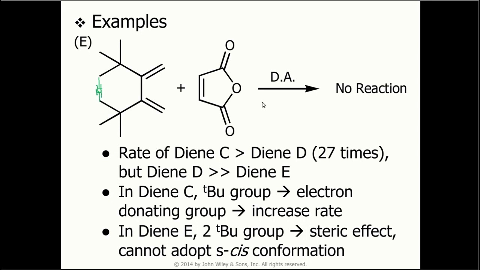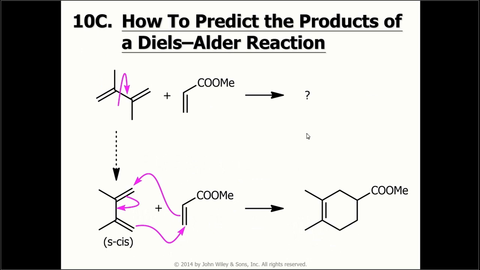So we always do want to consider sterics. They're going to be part of our consideration when we're looking at Diels Alder reactions to determine whether or not the diene can adopt the S-cis conformation. Okay, so how do we predict products?